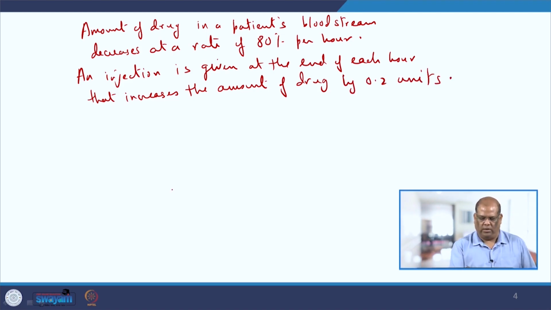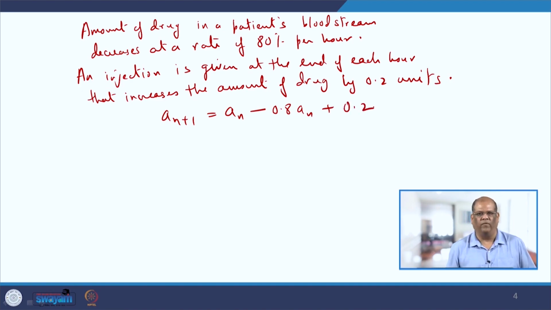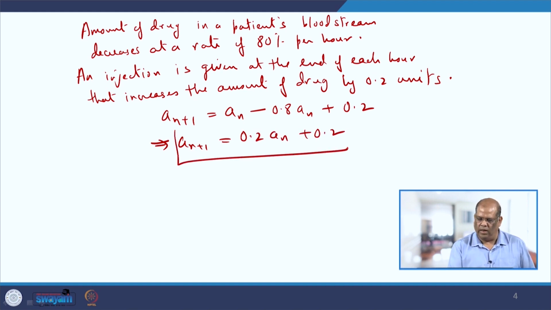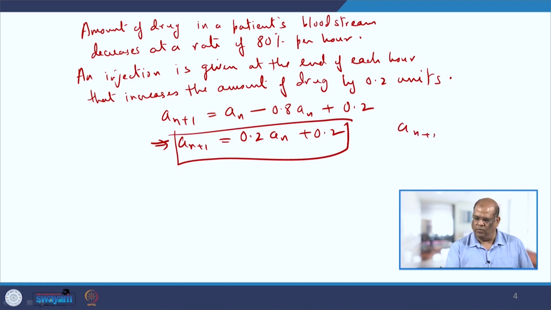So, if you want to model this, A n plus 1 will be A n, the drug is decreased by 80%, so 0.2 A n, plus 0.2 units of the drug in the form of injection added to the patient. So, simplified, it is 0.2 A n plus 0.2. The previous model was in this form, that is A n plus 1 equal to R times A n plus some b.